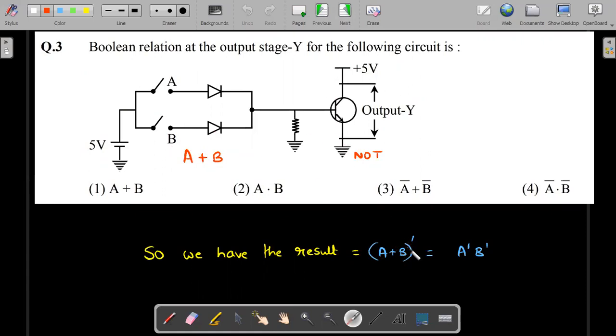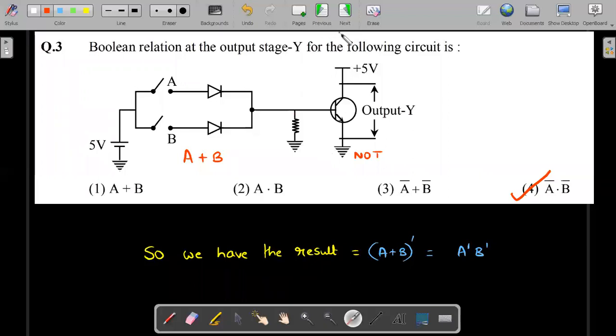And in the video one, I've already discussed how to actually expand this one. So this would be A plus B whole complement, which is A complement B complement. Okay, so the answer for this particular question should be 4. You should be very careful about the difference between the third option and the fourth option.